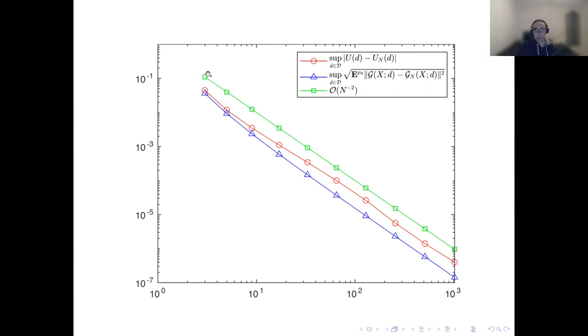This O(n^-2) is what you would expect from the numerical approximation, and the red curve here corresponds to the left hand side of our theorem, and the blue curve corresponds to the right hand side. So they seem to be converging exactly like we are expecting. Here on the x-axis is the number of grid points that I use for linear interpolation, and on the y-axis is the approximation error.